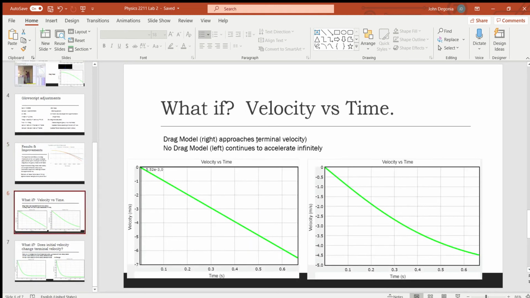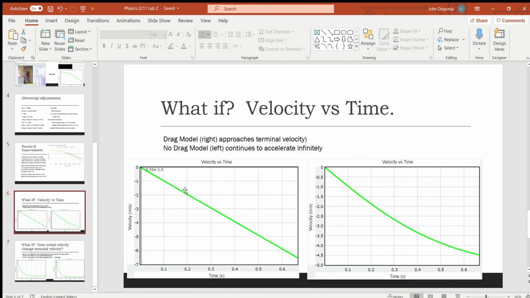So here we're looking at velocity versus time instead of position versus time. You can see the drag model on the right, as its velocity increases, it speeds up, but it's going down, so negative velocity. But it doesn't continue to speed up forever. It starts to smooth out, and if we were doing this over a larger time frame, we would see it smooth out completely. That's it reaching terminal velocity, where the force of the drag is equal to the force of the acceleration caused by gravity times mass, and it would smooth out to where velocity is constant.